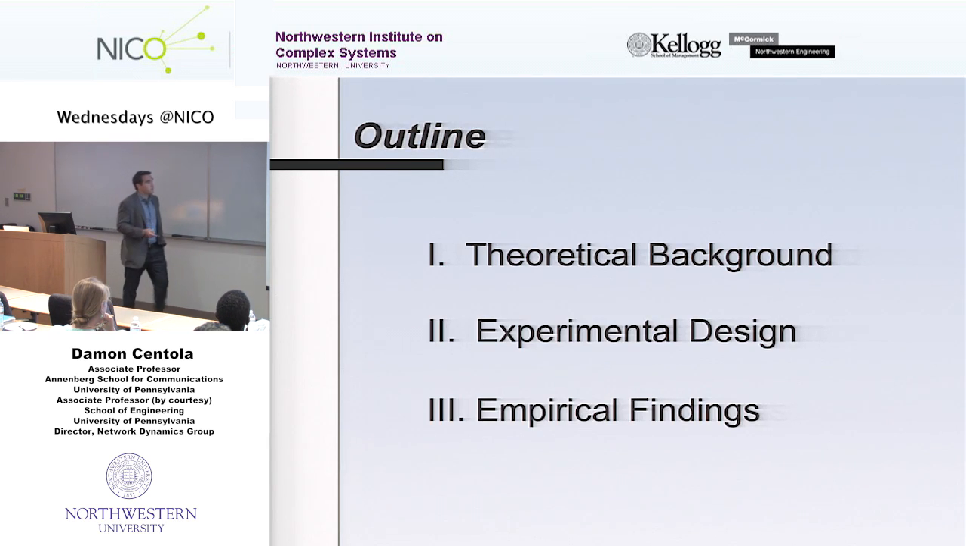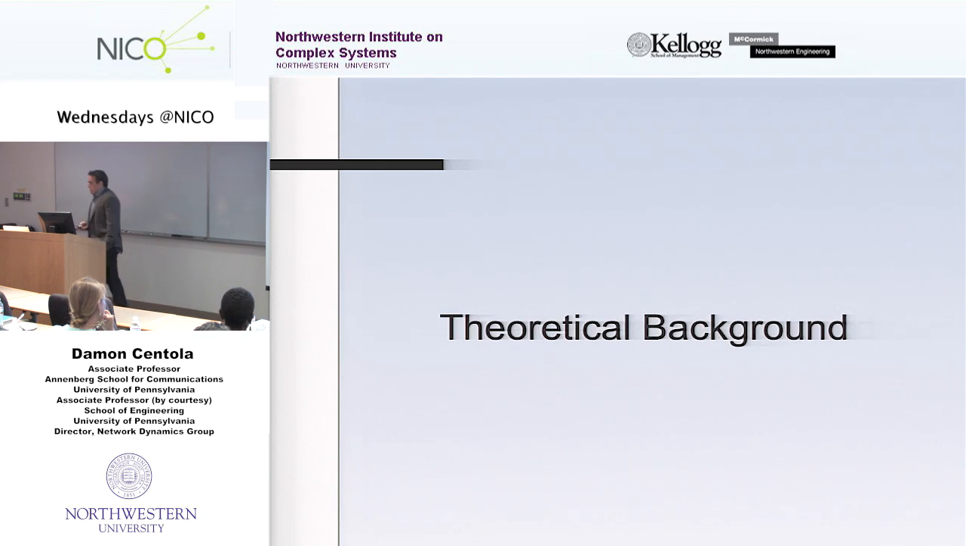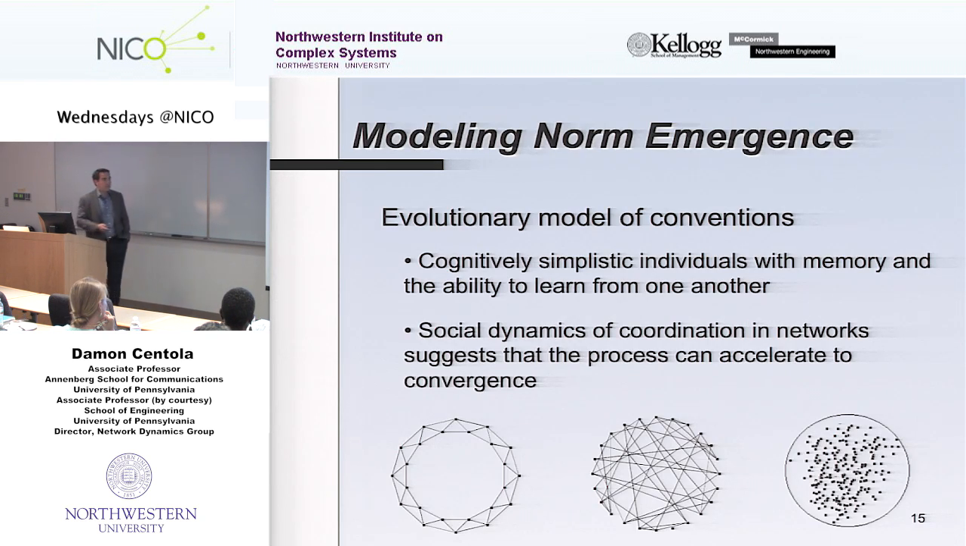So I'm going to give a little bit of theoretical background on this, the way that I'm thinking about this from a modeling perspective. I'm going to talk about the experimental design briefly and then get right into the findings, which I think are fairly interesting. So the theoretical background for this, evolutionary models more generally, is that we typically assume cognitively very, very simplistic agents.